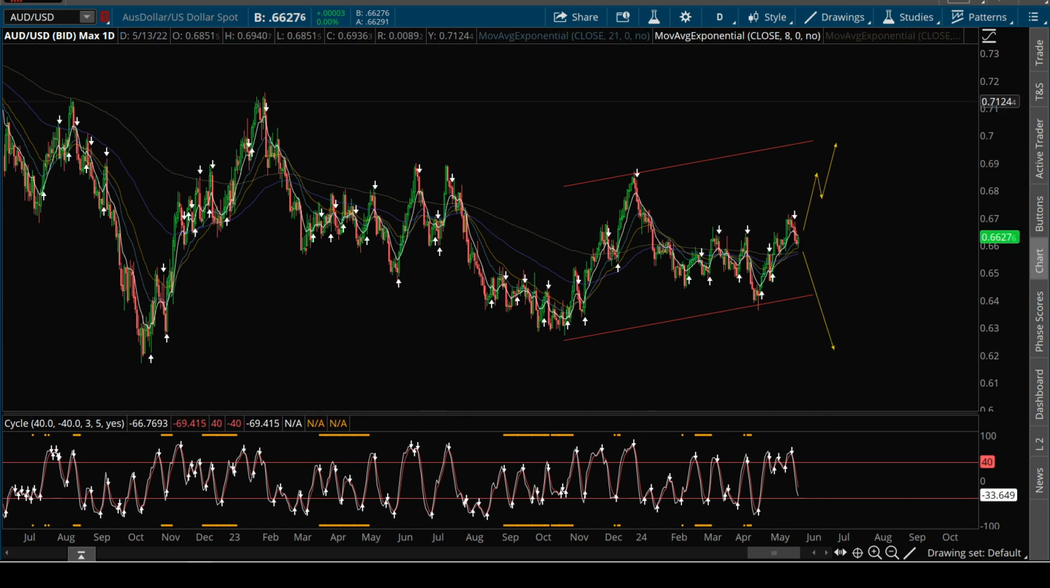Also when we take a look at the Aussie New Zealand, it looks bearish. So it looks like New Zealand's going to be stronger than Aussie, which is why I would like to take sells in Aussie. If we get a sell setup, you can look for buys in New Zealand if we get buy setups. And that's how I would play that.